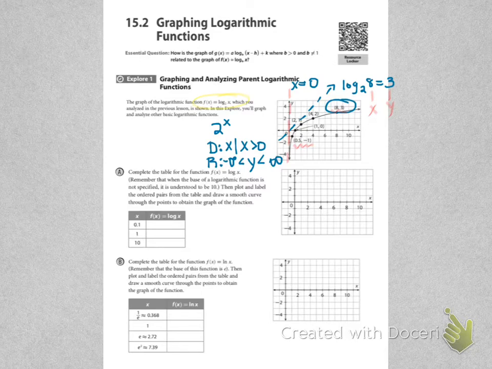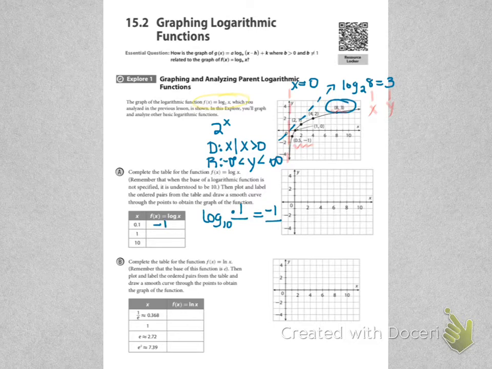So remember, when we don't see a base listed, that means it's base 10. And so that means log base 10 of whatever we put in for our input will give us our output. If we completed this table over here, if I put in 0.1 for the input, in other words, 10 to what power is 1/10, I know that my output would be -1, so that gives me an ordered pair of 0.1 and -1.